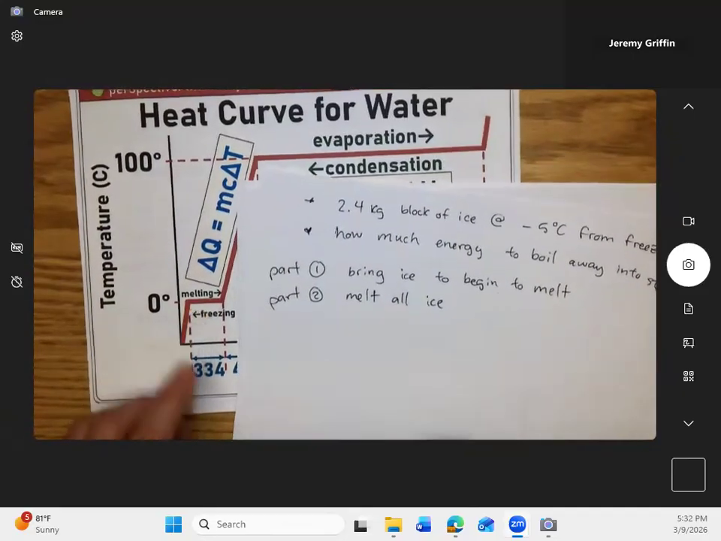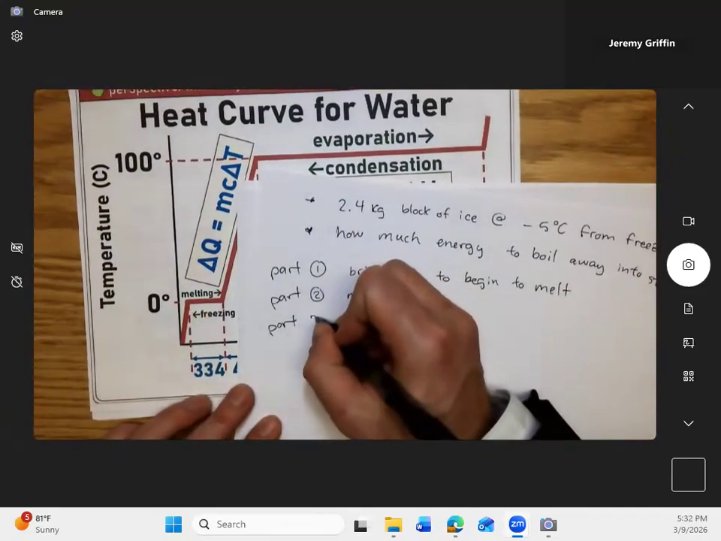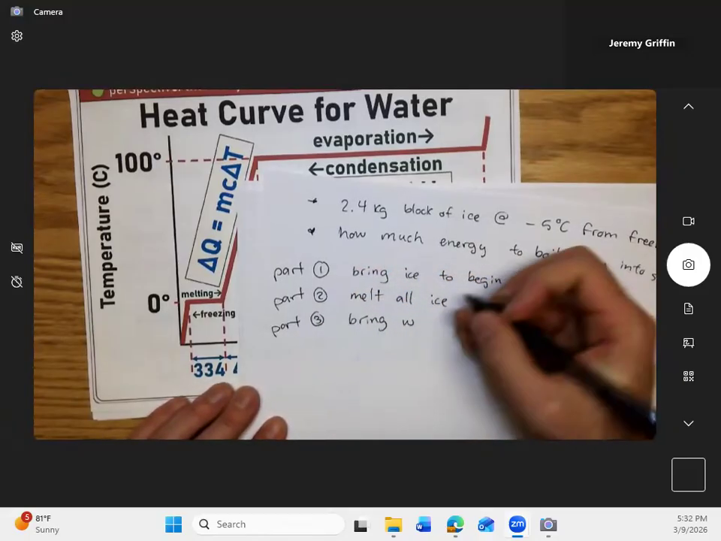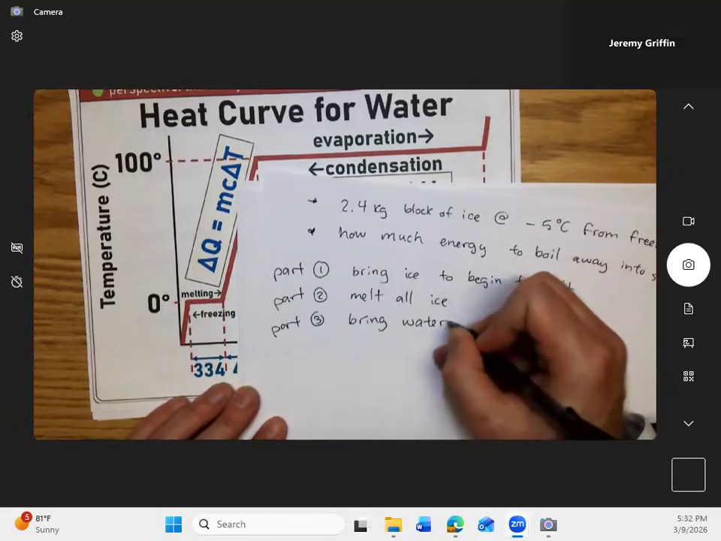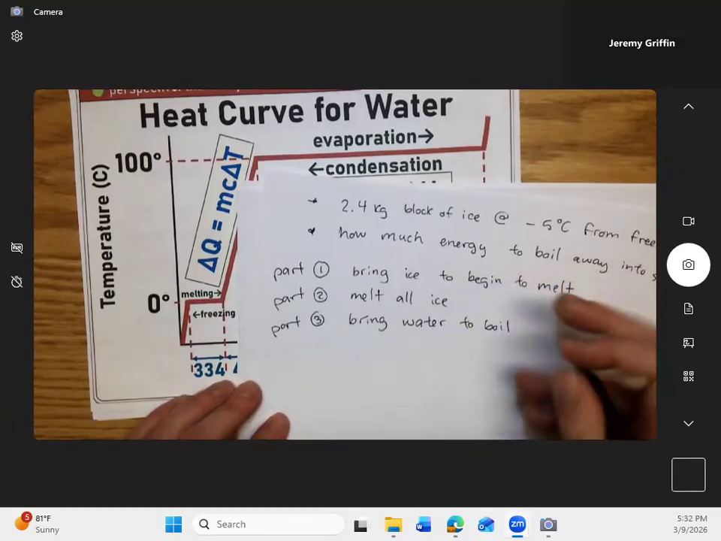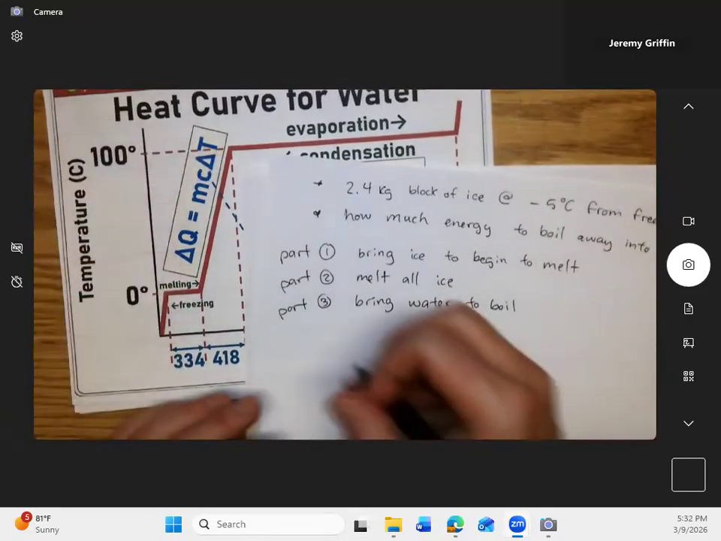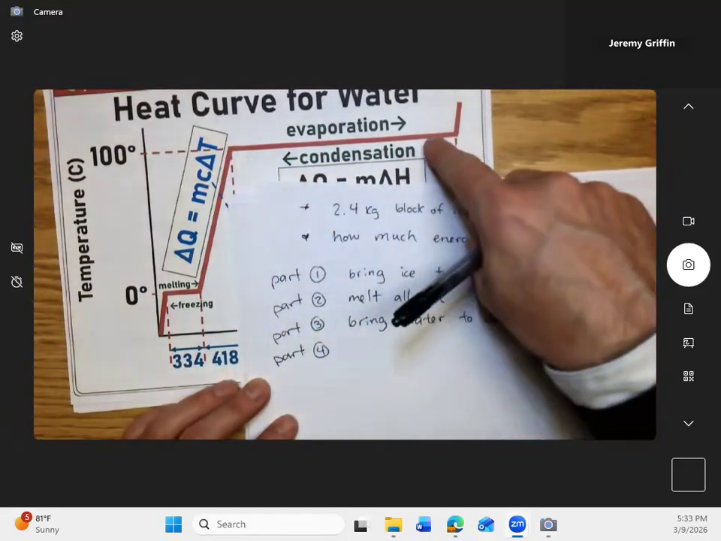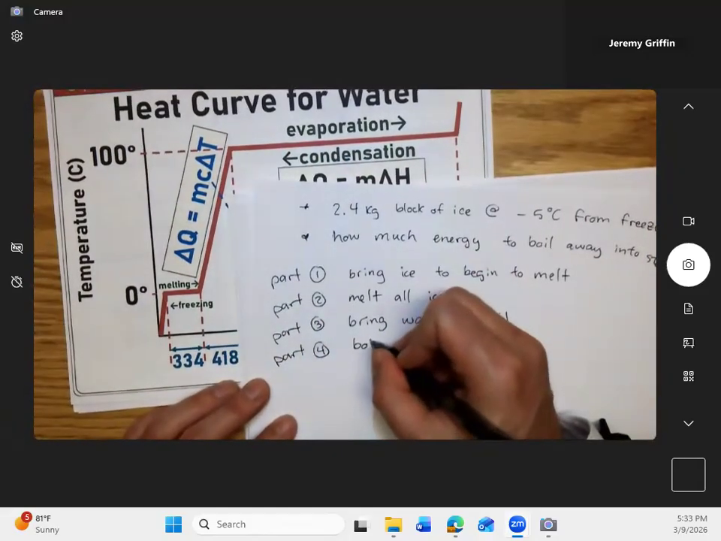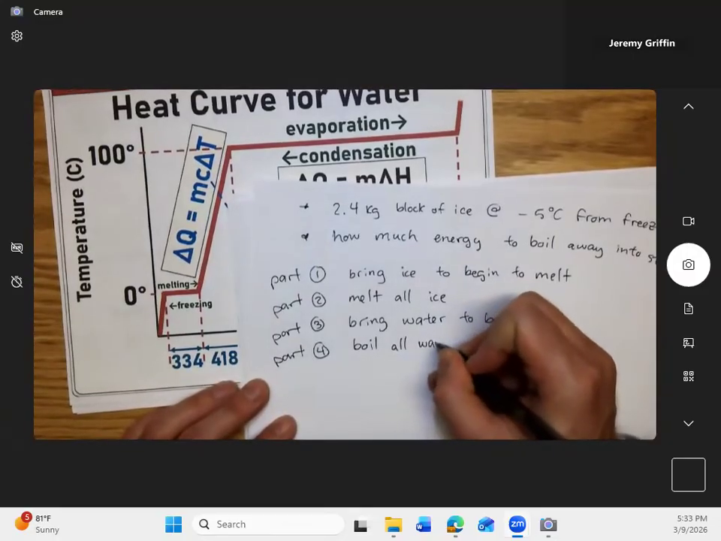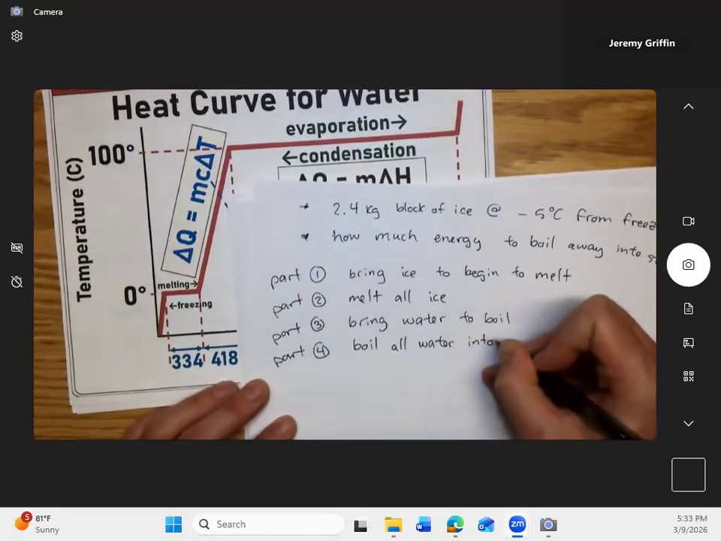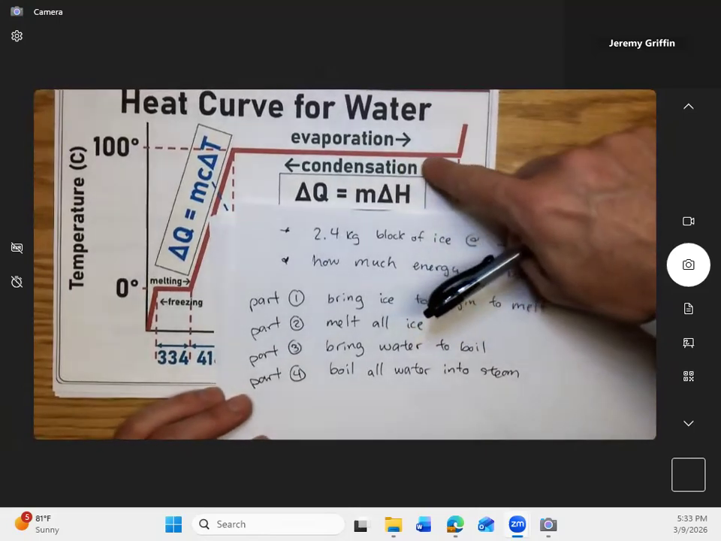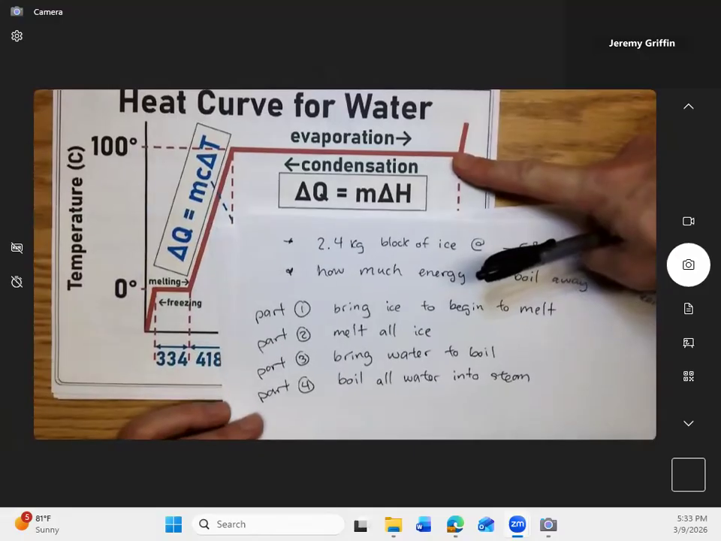That's this horizontal part. Part 3 of the journey is going to be bring the now liquid puddle of water to boil. Okay? So that's going from here to here. And the 4th part of the journey, part 4, is going to be boil all the water away. Right? Boil all water into steam. Okay. And let's end the journey right here. When the last liquid water finally turns into steam, we'll stop the journey right at that coordinate.